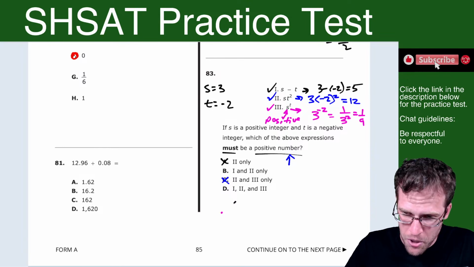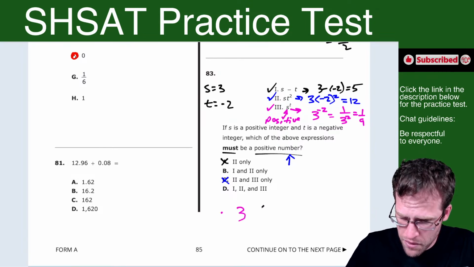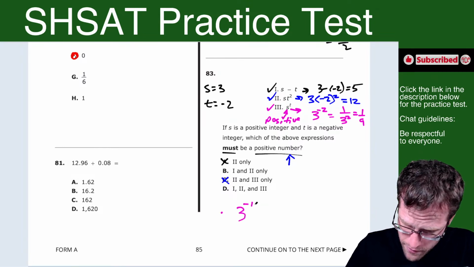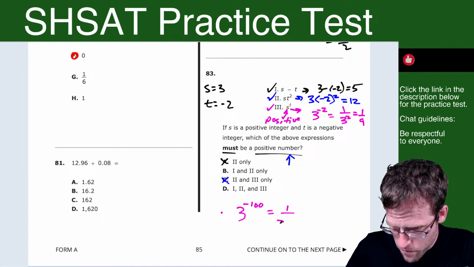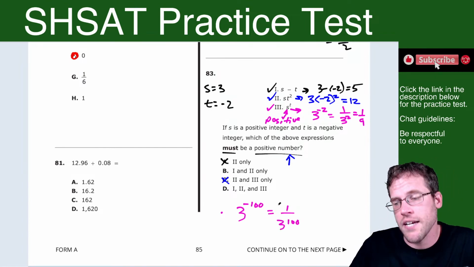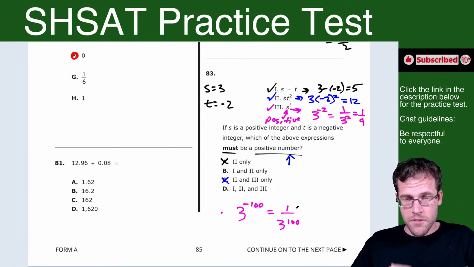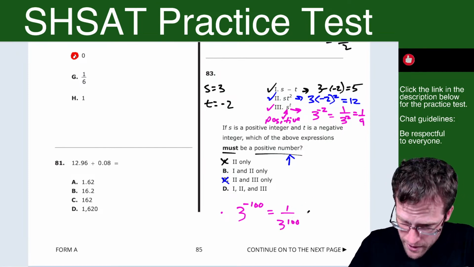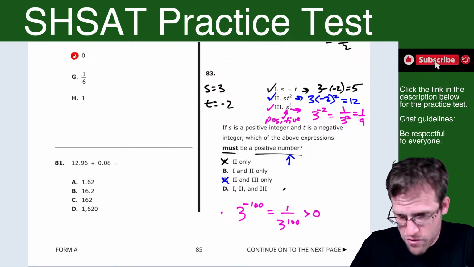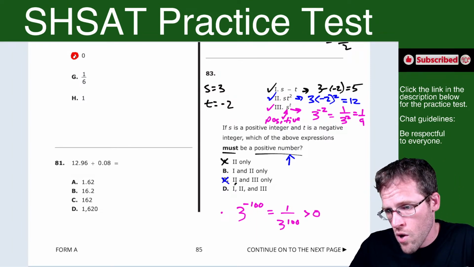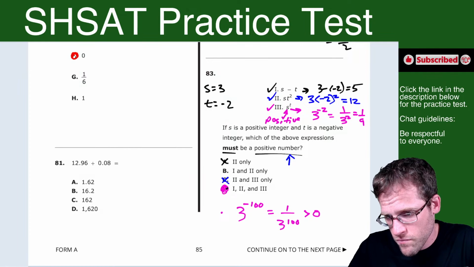It gets really small. Let's say I had 3 to the negative 100. This is 1 over 3 to the 100, which is a tiny number. That's 3 times itself 100 times, and you do 1 divided by that. That's a small number, but it's still greater than 0. Okay, so 1, 2, and 3 is our answer.